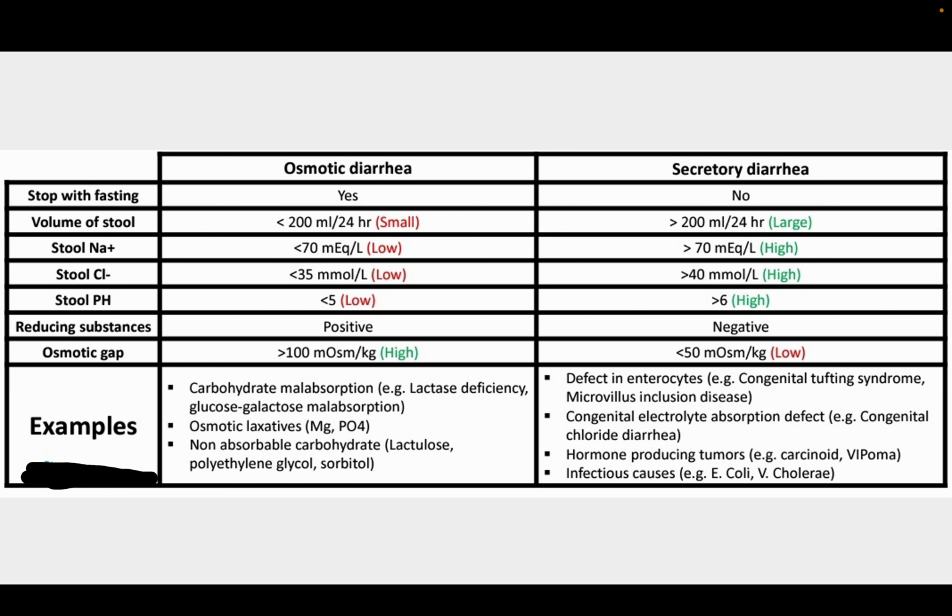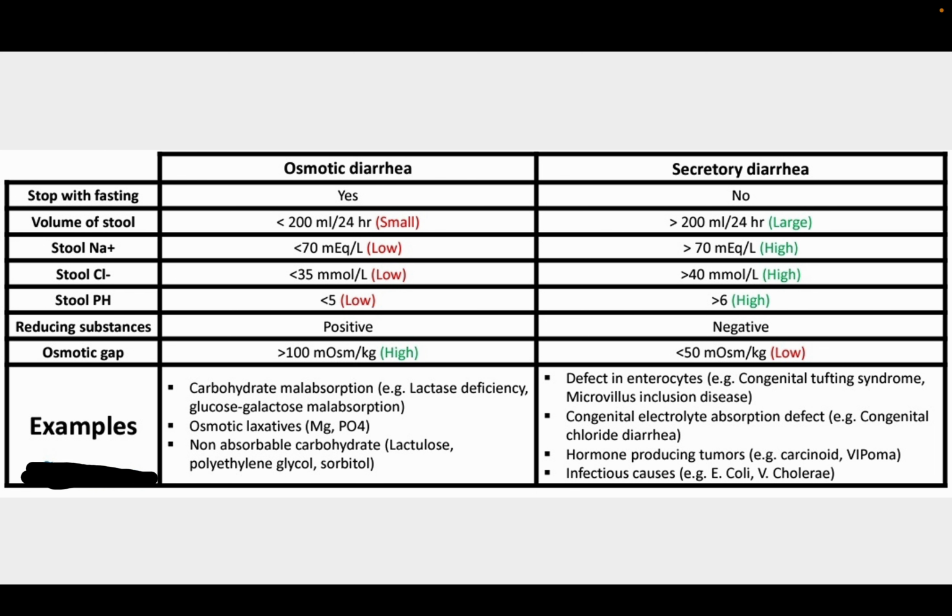How do you calculate the stool osmolar gap? You calculate 290 minus 2 into sodium plus potassium in the stool. If it is more than 100, it is osmotic diarrhea. I'll mention the formula again: the sodium and potassium are from the stool. So 290 minus 2 times (sodium plus potassium), because sodium and potassium constitute most of the osmolarity. If it is more than 100, that is suggestive of osmotic diarrhea.